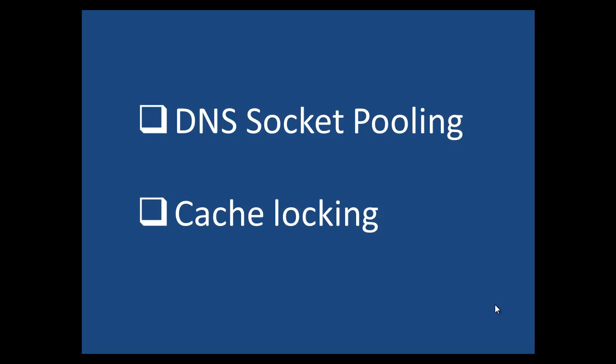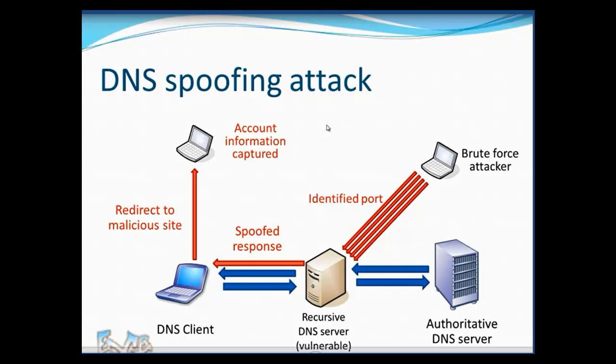Let us take a look at what can occur without port randomization. We have the DNS client here. Let's say the DNS client makes a request. The DNS client wants to go to barbados.com. So the request is sent to the DNS server, which is a recursive server, meaning that server does not have the address barbados.com in its database. So it's going to look for the server that has that address.